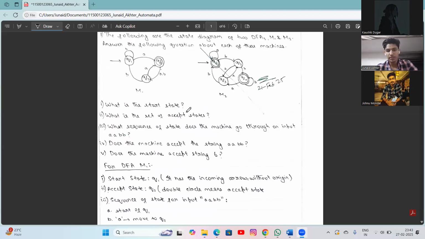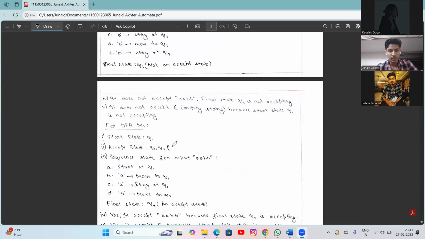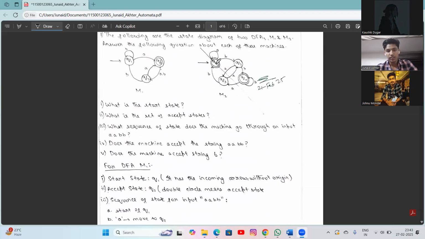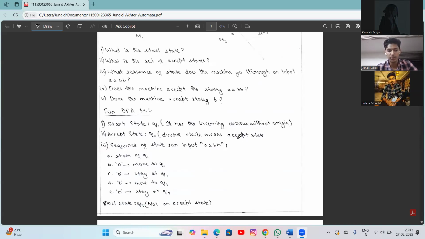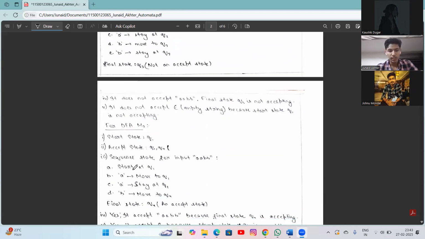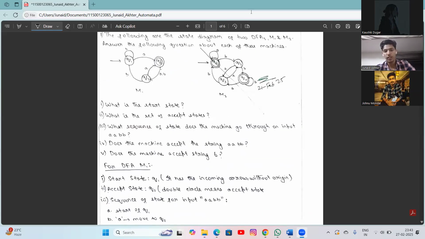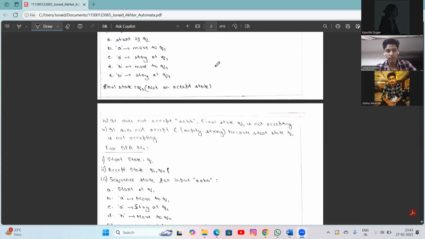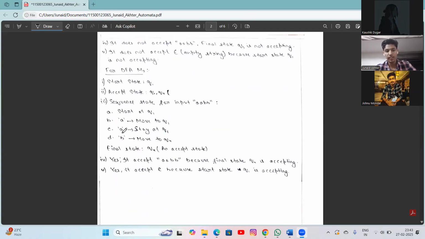Its set of accept states will be Q1 and Q4 because they have a double circle, which means they are accept states. What sequence of states does the machine go through on input AABB? It will start with Q1. For A, it will move to Q1, and for the next A, it will stay at Q1, and for B, it will move to Q4, and the final state will be Q4. That will be an accept state.